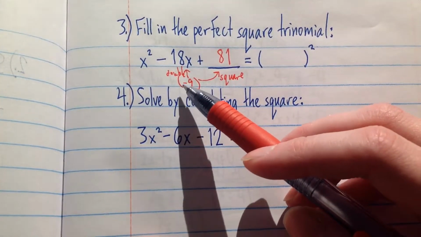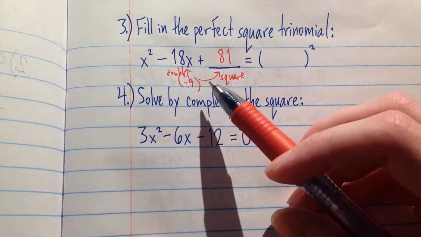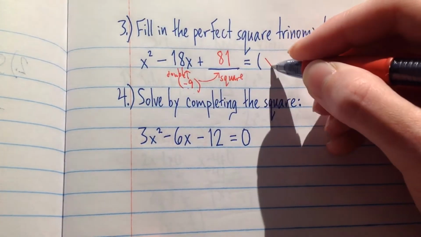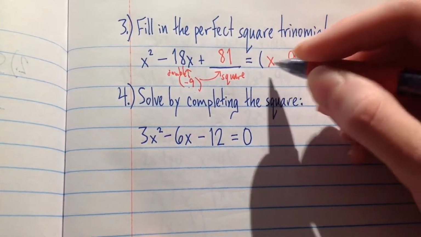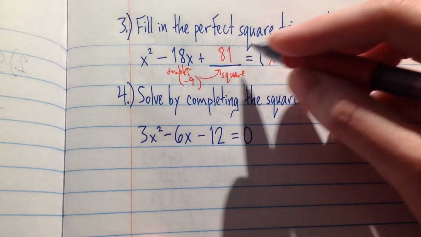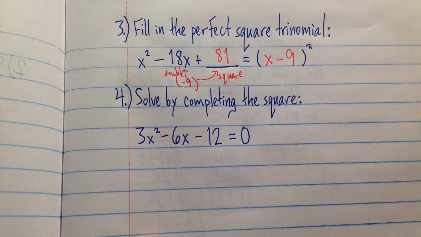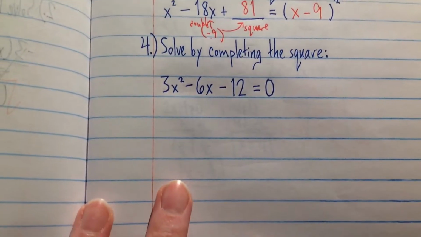And then, since this is the number you had in your head, this negative 9, that's what goes in your factored form. It's going to be x minus 9 squared. That's your factored form right here. So that's how we can fill in a perfect square trinomial.